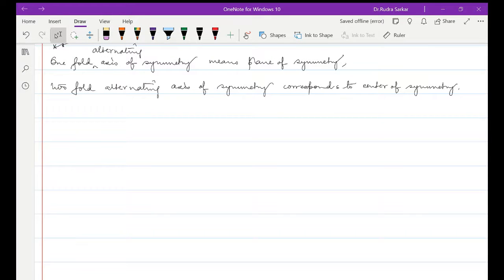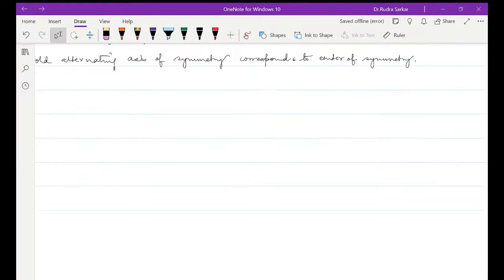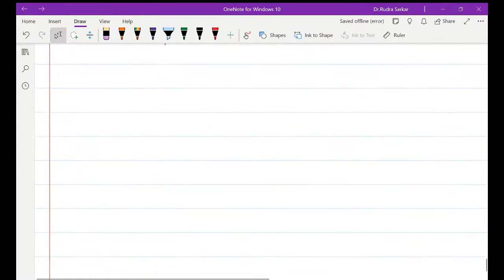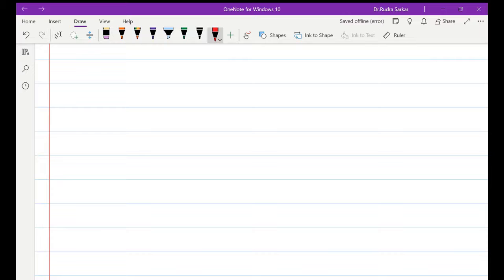Okay, now, in this lecture we will be discussing optical isomerism due to asymmetric carbon atoms. Okay.